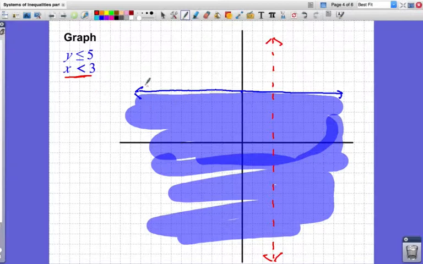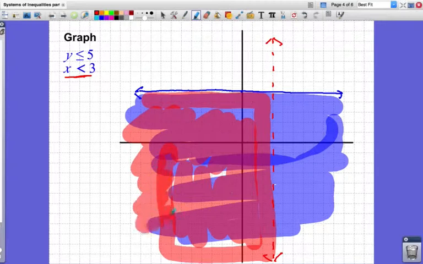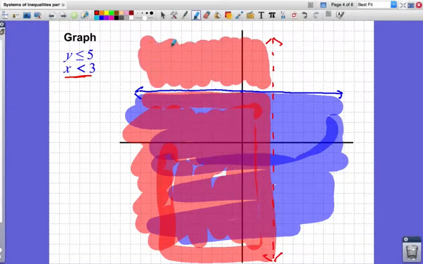So now I have my dashed line for x is less than 3, and I need to do my shading. I need to figure out, well, x is less than 3, so are all of my solutions going to be to the left of this line, or to the right of this line? Well, x is less than 3, so all my solutions should be to the left. And these are all of my solutions right here. Even all of these are solutions too. Those are all to the left of x is less than 3.